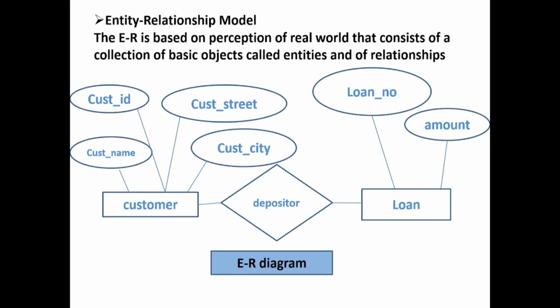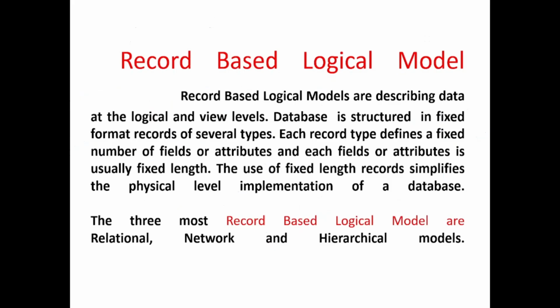Now another entity we have is loan. If any customer is taking a loan, that has to be recorded in the form of a loan account number or loan number, as well as the amount taken by the customer, which is represented by the attribute amount. This is the basic entity relationship diagram shown on your screen. I hope you people understand it in a better way.